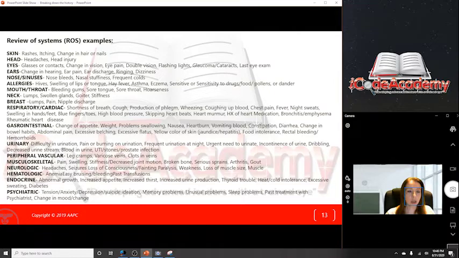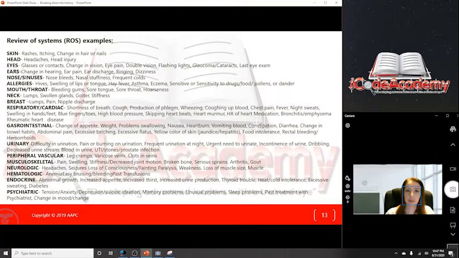Here I want you to take a look at the examples. Again, not an all-exclusive list, just a couple examples for each system that I've commonly run across in my experience. So here we can see for the skin or integumentary system, the provider might document or ask the patient about rashes, itching, maybe any changes in their hair or their nails. Head could be maybe head injury, any headaches going on. And the headaches can also go along with neurological. You'll see that towards the bottom of the list here.